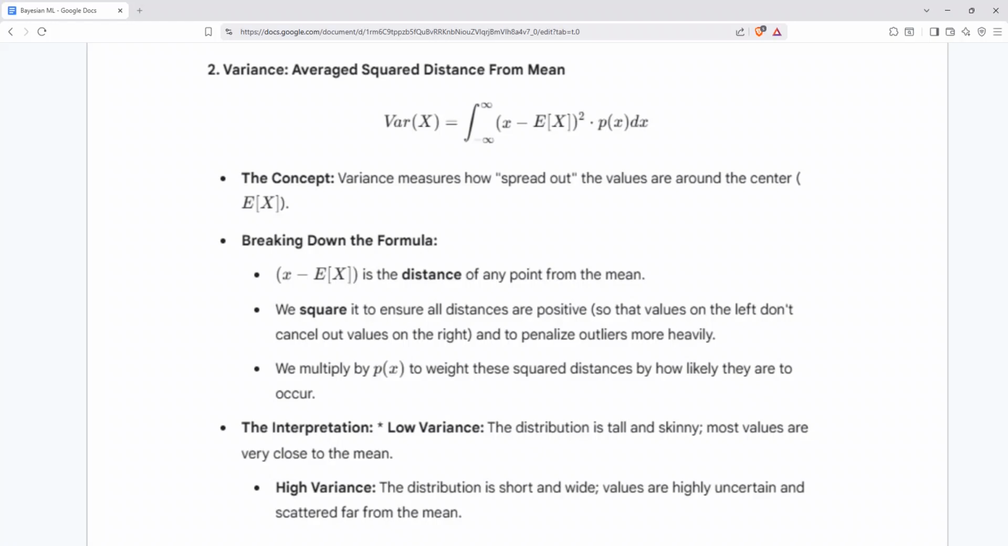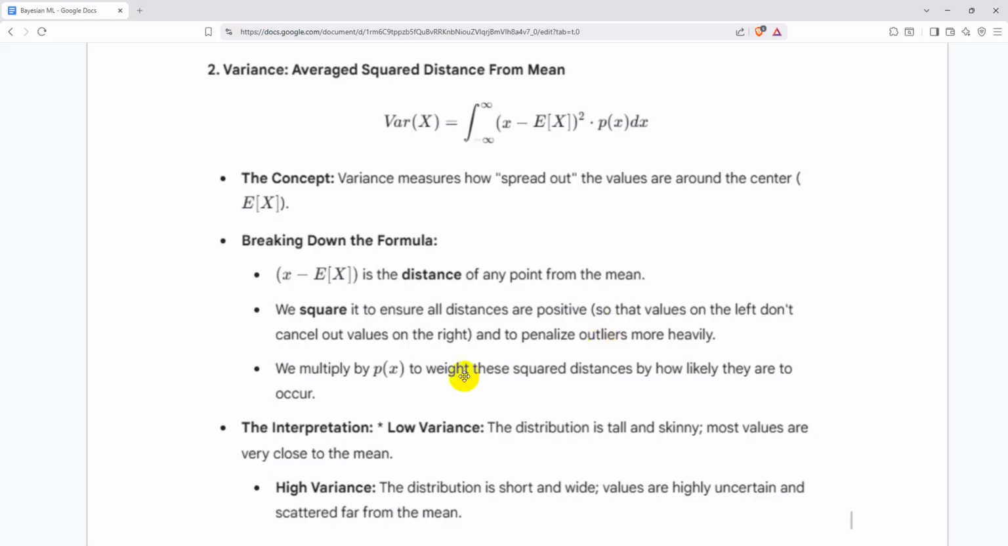If most values are close to the mean, then the distances are small and the variance is low. This gives a tall and narrow curve. And if the values are spread far away from the mean, then the distances are large, the variance is high. This gives a wide flat curve.